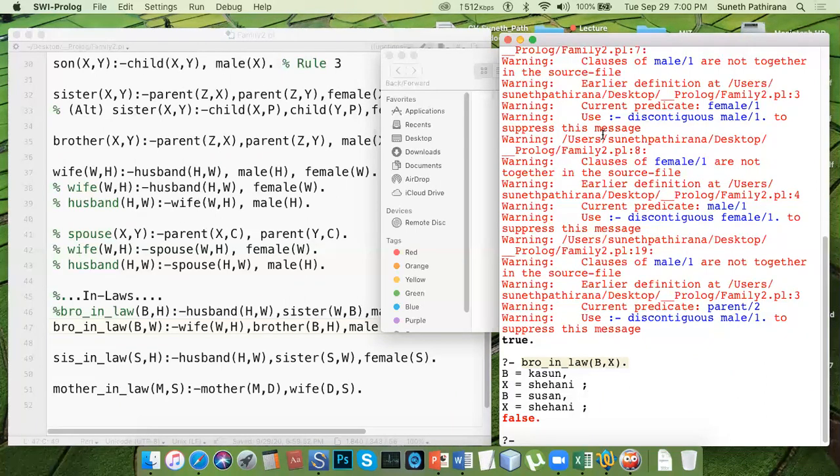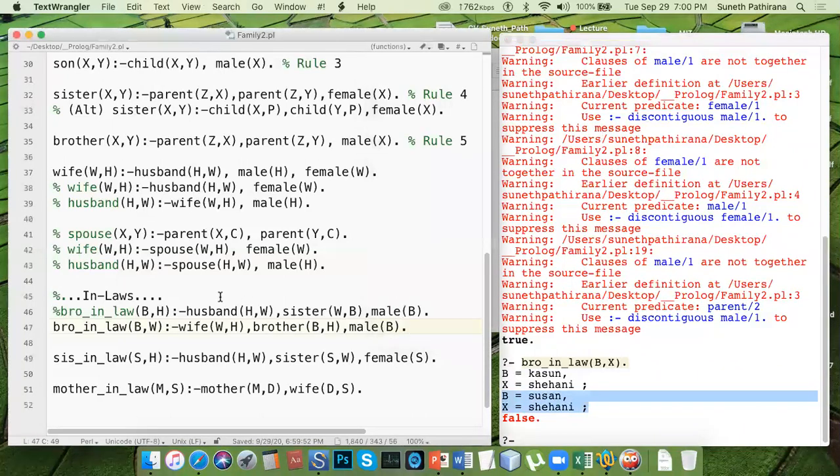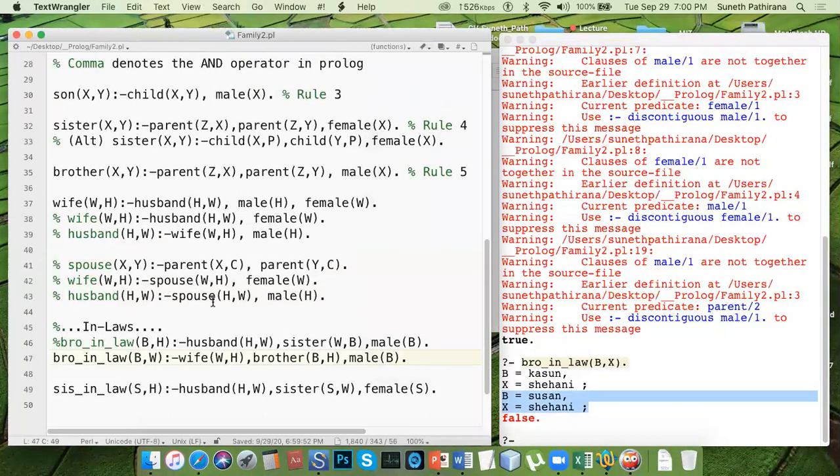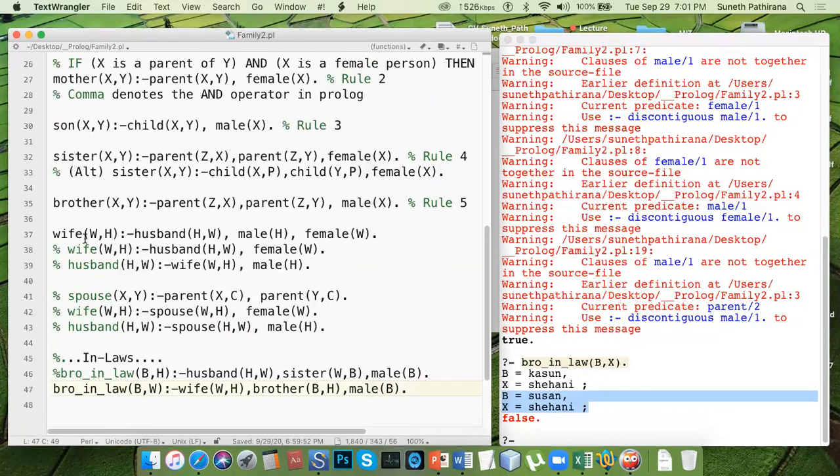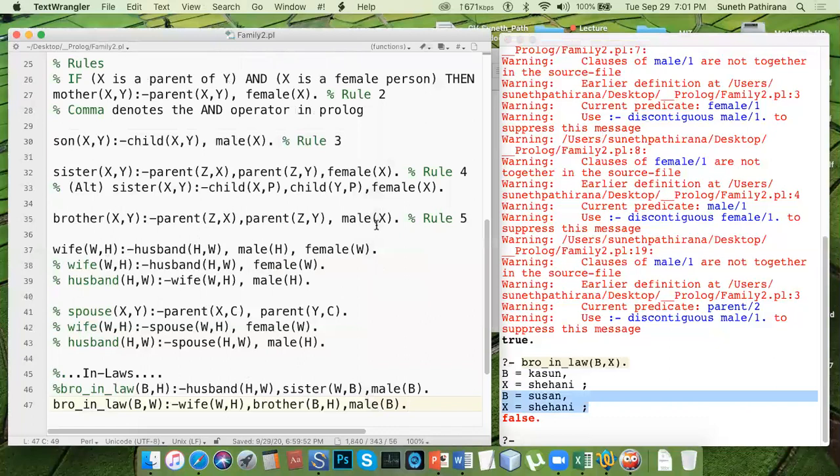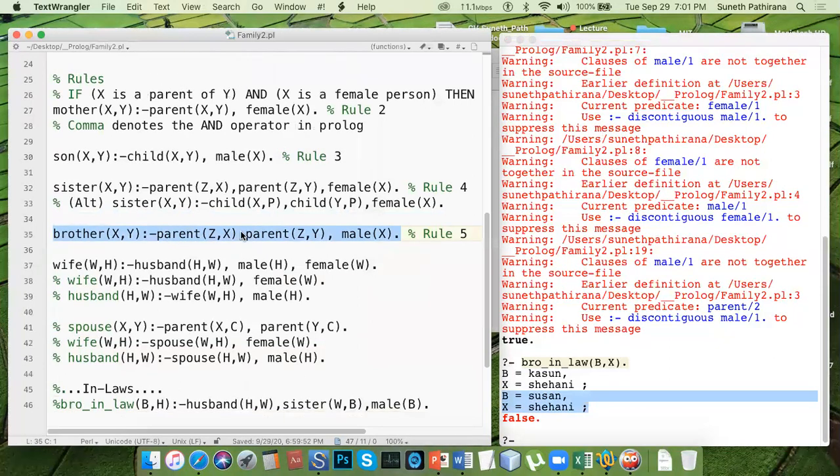These Kasun and Shehan. So this is acceptable because this wife relationship is correct. Brother, this must be coming from here. A brother relationship must have the same parents. Okay, it's okay.